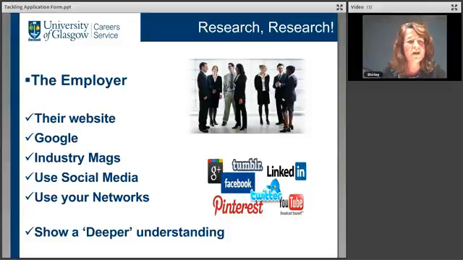What you want to do is try and find out who the movers and shakers are in the organisation. Who are their main competitors? Maybe they've won some awards. What are they known for? And what are they currently working on? These are the kinds of facts you want to get to be able to show them in the application form that you know some deeper stuff about them.